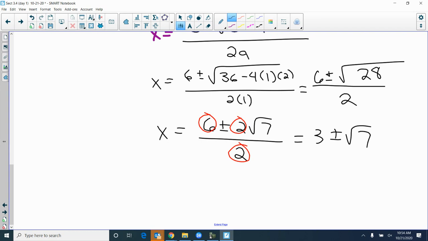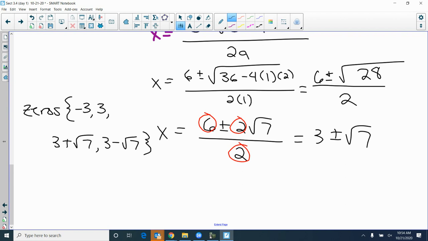All right, so my zeros are, hold on here. -3 from earlier, 3 from earlier, and what do I get for this one? I get 3 plus square root of 7 and 3 minus square root of 7. Yes, you can write it as 3 plus or minus. It's not a big deal.